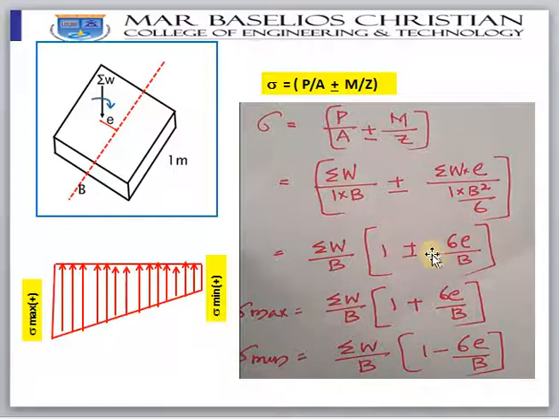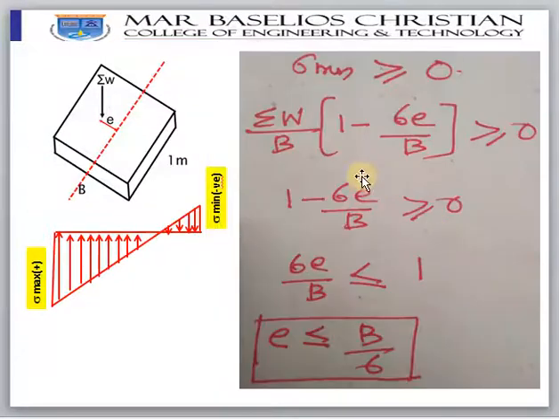In this, plus indicates maximum, that is sigma max, and minus indicates minimum, that is sigma min. Sigma W by B into 1 plus 6E by B will be sigma max, and sigma W by B into 1 minus 6E by B is sigma minimum. So using this formula you can find out sigma max and sigma minimum. So you will have 3 cases like this.